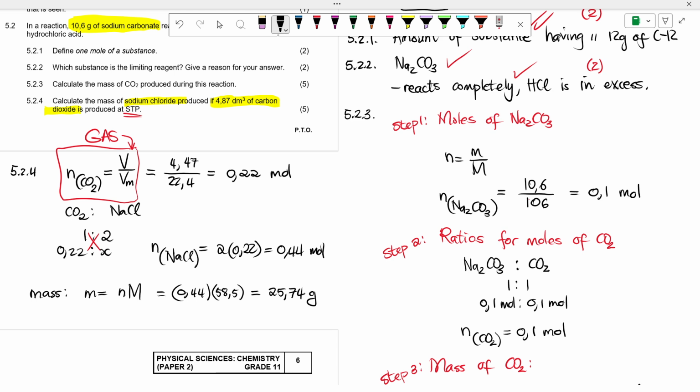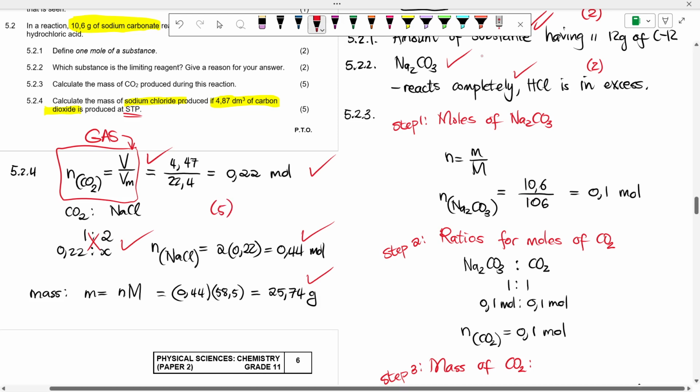25,74 grams. Okay, good. And how they'll mark is, it's 5 marks, so they give you a mark for the number of moles of carbon dioxide, and the equation, because it's the first time you are using this one. Then they'll give you a mark for the ratios, a mark for the number of moles of this thing, and then the mass as well. So 5 marks in total. Okay, also stoichiometry, pretty simple.